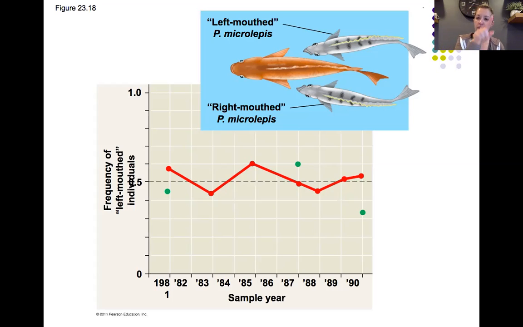So this actually goes up and down and up and down and up and down, and the frequency changes. It evens out at about 0.5 between both the right mouth and the left mouth, but you can see that fluctuation between 1981 to 1990. So just a 10-year span where it kind of fluctuates up and down. So it oscillates over time.